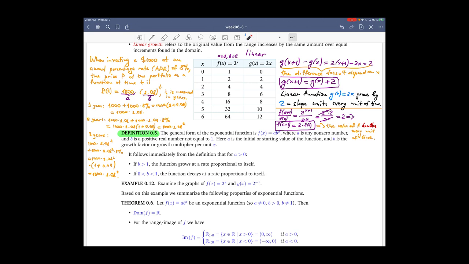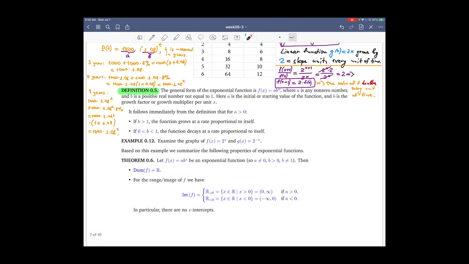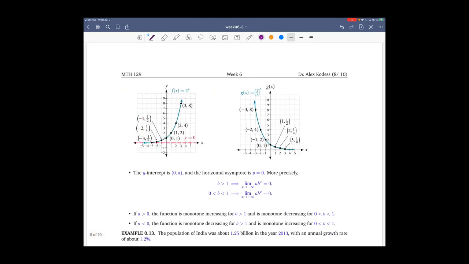But in our theory, let's look at the graphs of exponential functions, specifically at the graphs of 2 to the power x and 2 to the power negative x, which is of course the same as 1/2 to the power x. The pictures are on the next page.